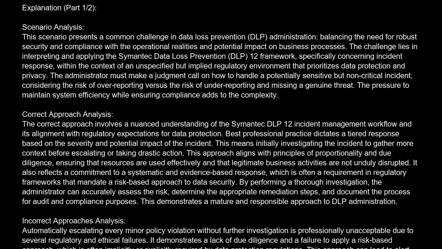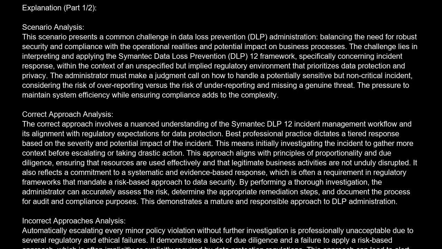The administrator must make a judgment call on how to handle a potentially sensitive but non-critical incident, considering the risk of overreporting versus the risk of underreporting and missing a genuine threat. The pressure to maintain system efficiency while ensuring compliance adds to the complexity.